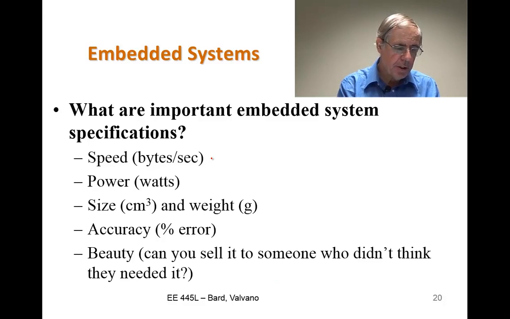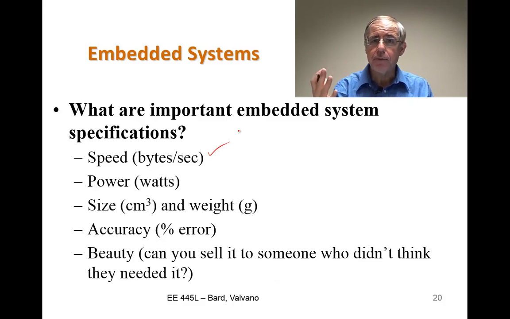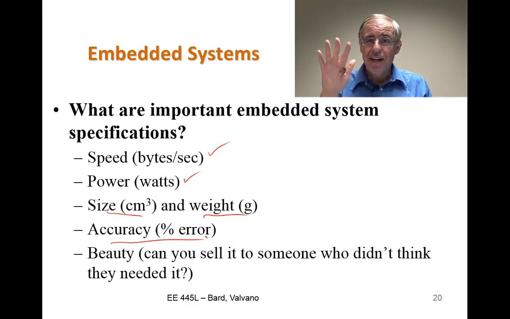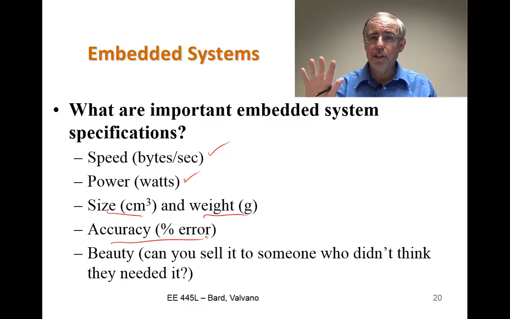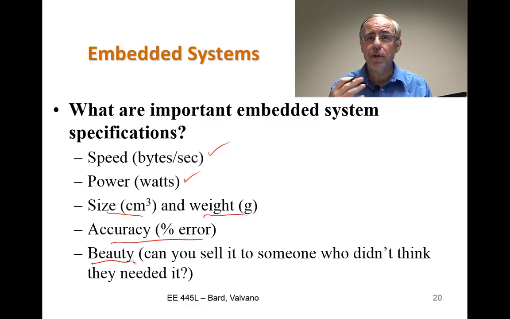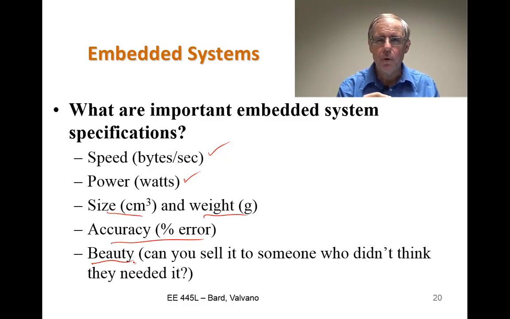Some of the specifications will define bandwidth, which is how fast it will process in bytes per second. How much power does it require, how small it is, how much it weighs, what the accuracy is. And surprisingly, much of the profit, much of the success we have in our embedded system will actually go according to whether or not people think it's beautiful, whether they love the idea, whether they interact with them. And so there will be some subjective qualities of our system which will make a big difference in our success.